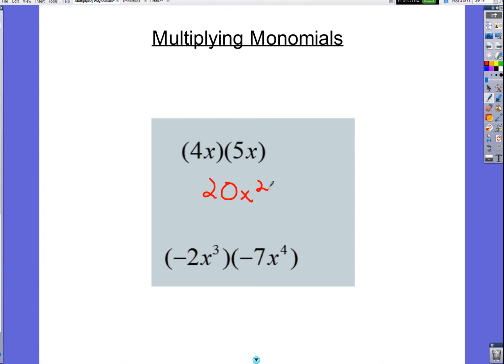Well, if you're lost, ask. How did I get to 20? Multiply 5 and 4, 5 times 4. How did I get x squared? No, not 2x. X times x. X times x is x squared.